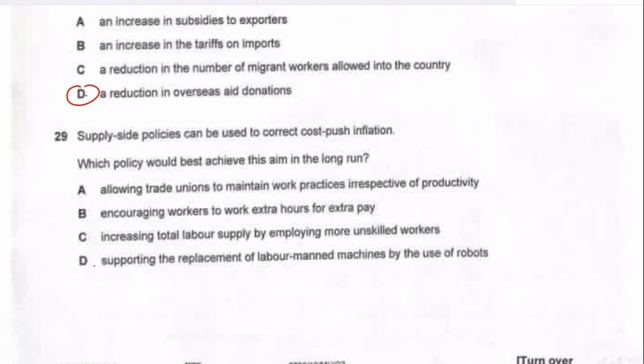Question 29 says supply side policies can be used to correct cost push inflation. Which policy would best achieve the same in the long run? Now, the correct answer to question number 29 is D, supporting the replacement of labor manned machines by the use of robots. Technological advancement is a supply side policy that would improve the productivity and efficiency of the business and the workers as well, and help in increasing the productive capacity of an economy. So yes, it would shift the LRAS to the right and the PPC to the right. So D is the correct answer. All the other answer options are incorrect.